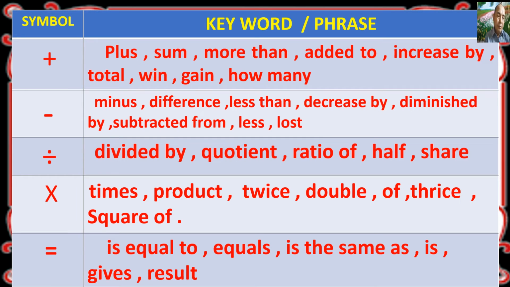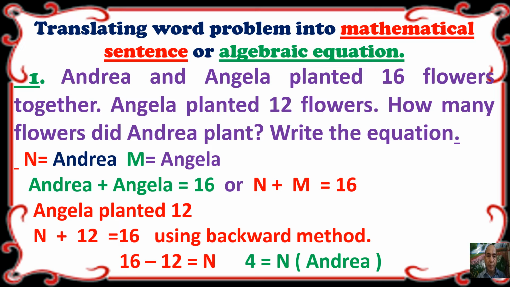Meaning, if you multiply 5 times 8, the result is, so the result meaning equals 40, or 8 times 5 equals 40. 8 times 5, the result is 40. The equal sign will be used if you are going to translate that into a mathematical sentence, or algebraic equation. So these are the guides in order to solve problems involving equations, so that you will be able to formulate your mathematical sentence. Translating word problem into mathematical sentence or algebraic equation.